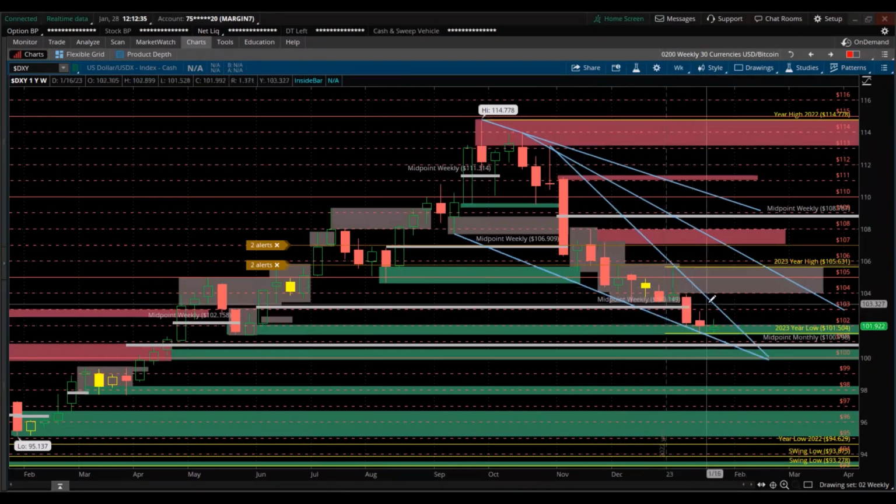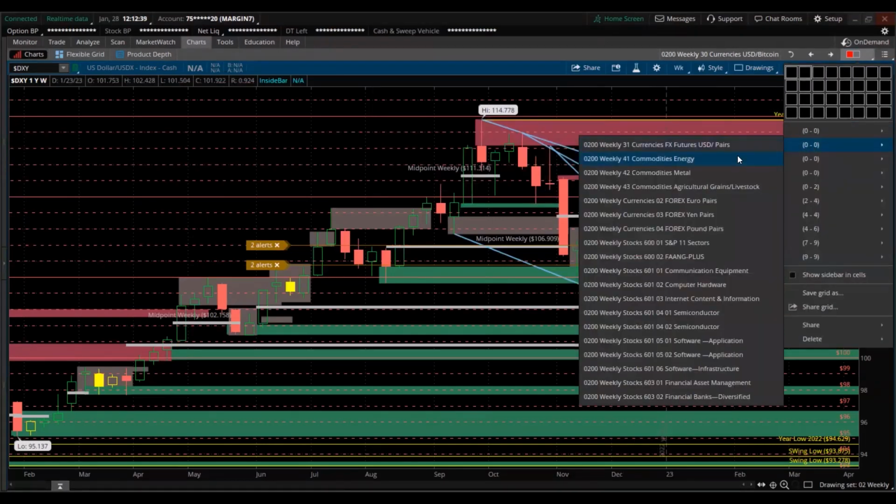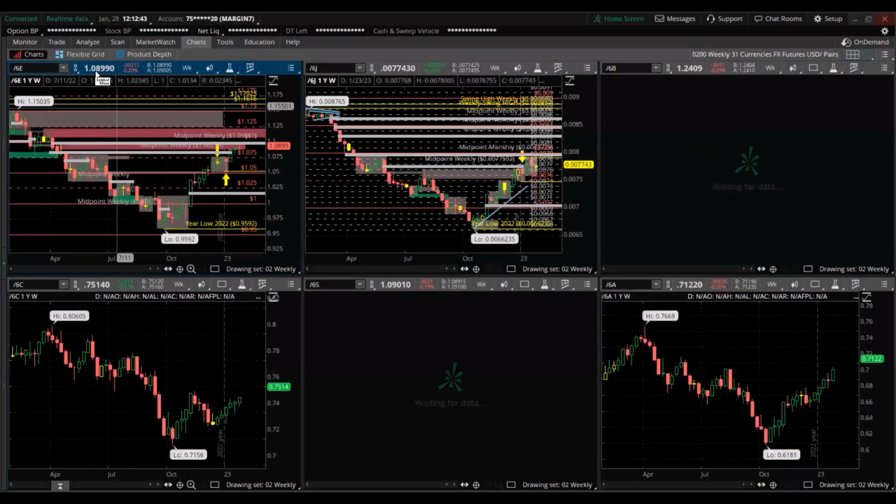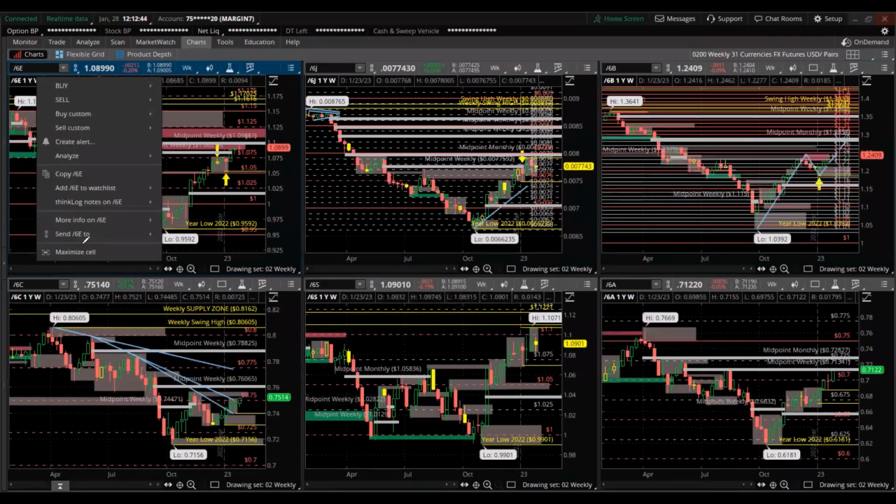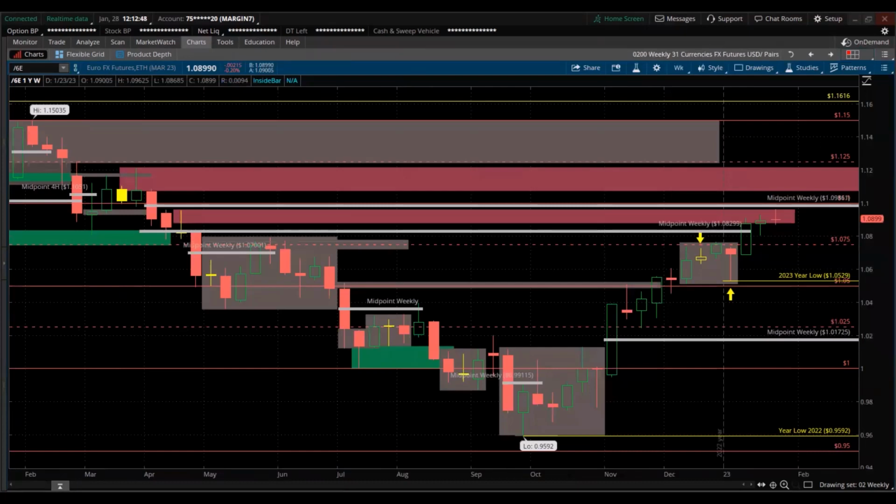Let's look at these currencies inside the US dollar. The major ones. First, look at the euro, because it's the largest currency in the US dollar index. Again, the whole chart is 1 year, and each candle is 1 week.